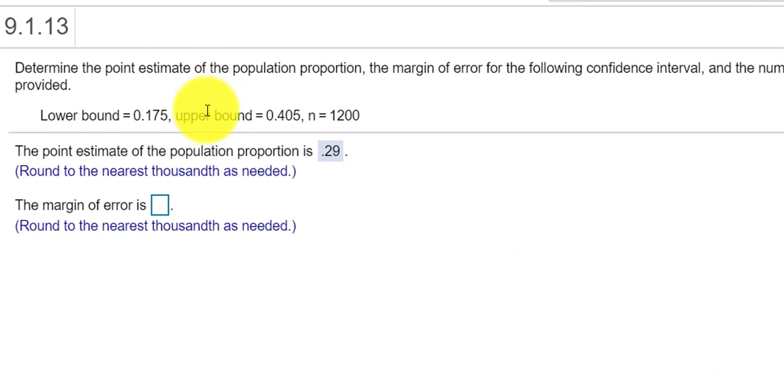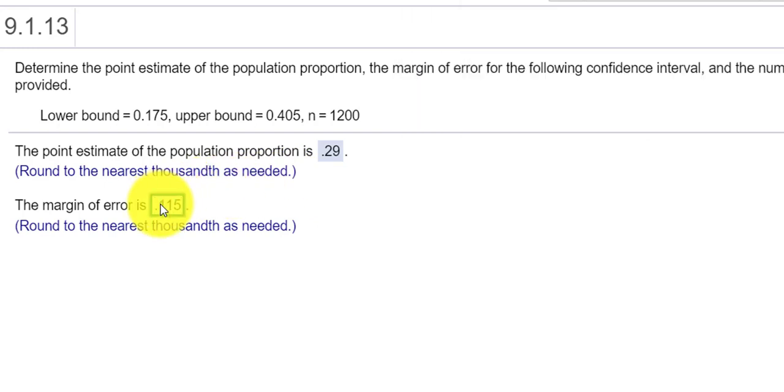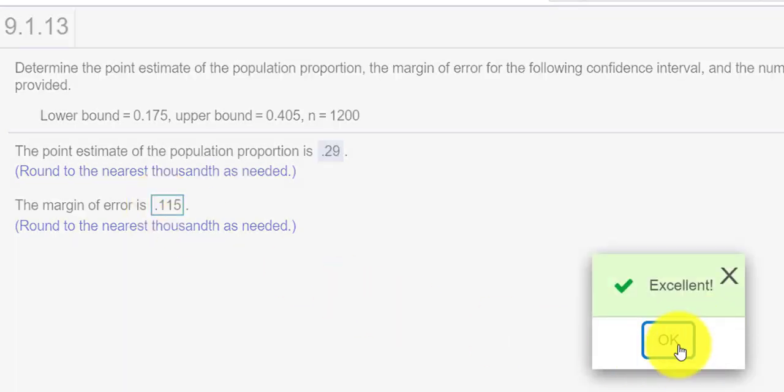So the value that's in the middle here is 0.29, so 0.29 plus the margin of error will give me my upper bound. 0.29 minus the margin of error will give me my lower bound. So if I take my calculator out, let's say I use my upper bound, the 0.405, and I subtract 0.29, that difference should be my margin of error. Let's see, 0.115. I press enter, and I get an excellent.